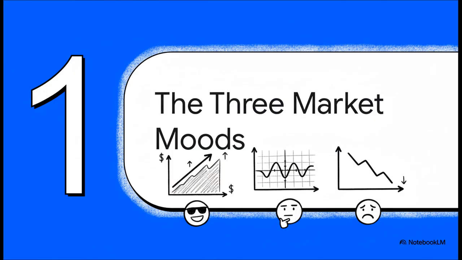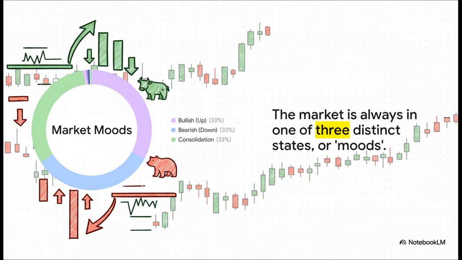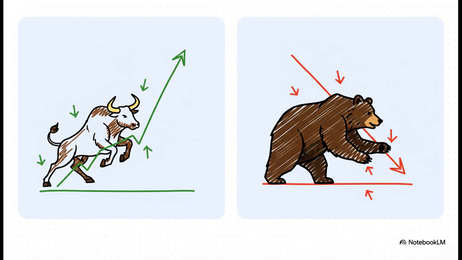The first, most fundamental thing you need to get is that the market can really only be in one of three states, or as I like to call them, moods. Yeah, it's actually that simple. At any given moment, the price is either going up, it's going down, or it's just moving sideways, kind of stuck in this holding pattern. So, the two main directions you'll hear about are bullish and bearish. Bullish, that's when buyers are in control, pushing prices up. And bearish, that's when sellers have the upper hand, driving prices down.